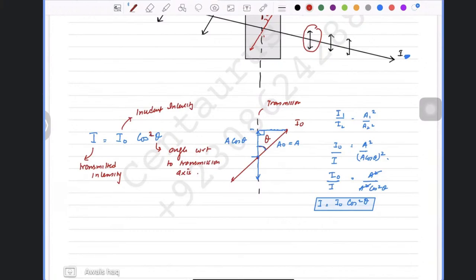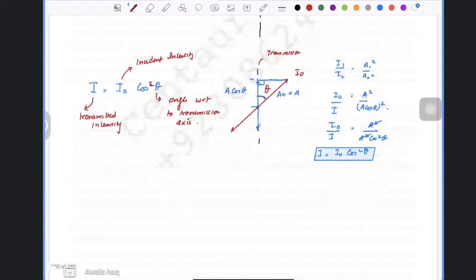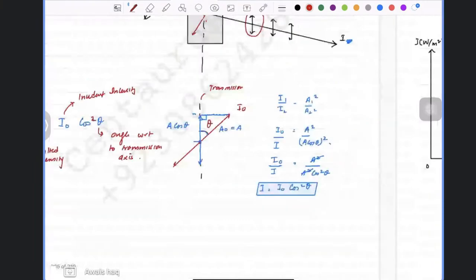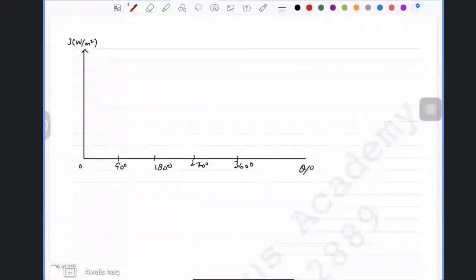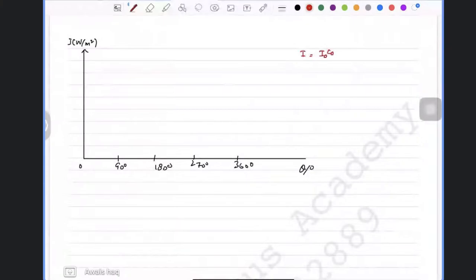Okay. So keeping this formula in mind, we're going to look at some of the questions, but before, let's make this diagram. According to Malus's law, I is equal to I naught cos square theta. So if you put 0 in cos square, it is going to give you 1, which means at 0 degrees transmission, it is going to give you full intensity.